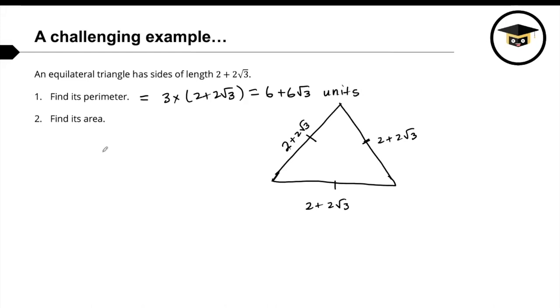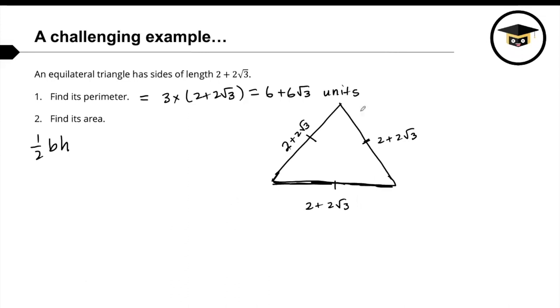Now for question 2, find its area. So this is actually a bit more challenging, right? To find the area of a triangle, remember we need half base times height. Now we know what half is. The base we can say is this here, but what do we need? We need the perpendicular height.